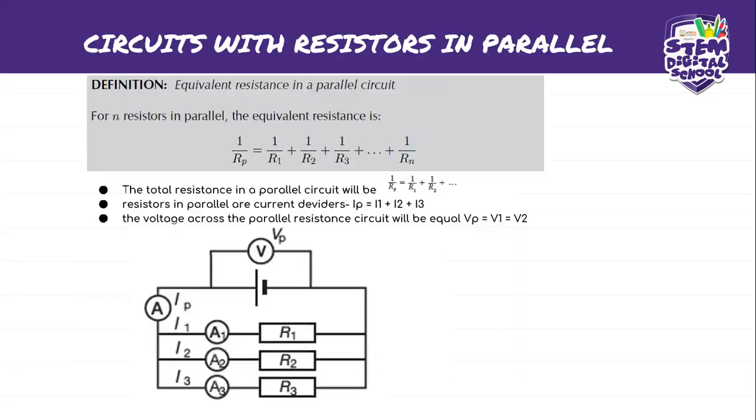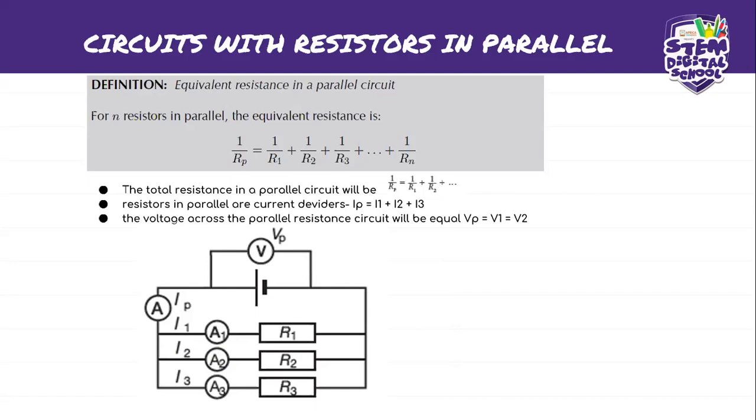So moving on, now we're moving to circuits with resistors in parallel. This one is slightly different and a bit more complicated than the resistors in series. For n resistors in parallel, the equivalent resistance is: 1 over R parallel equals 1 over R1 plus 1 over R2 plus 1 over R3.